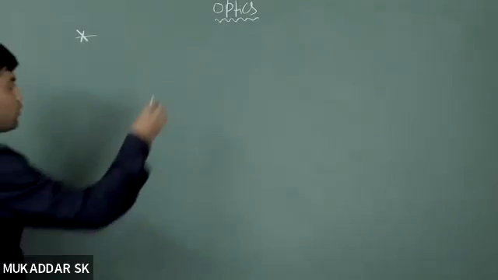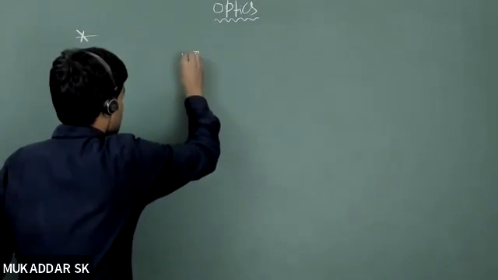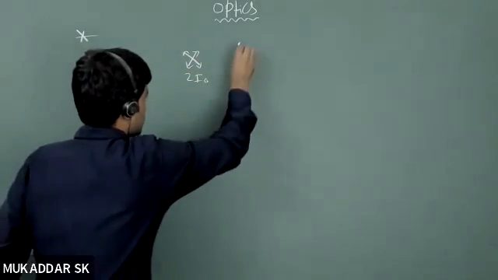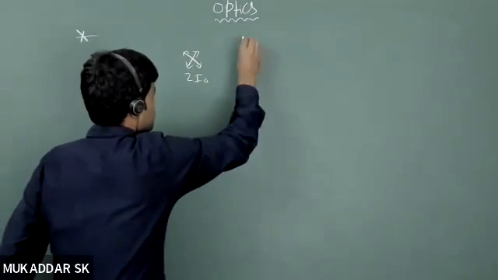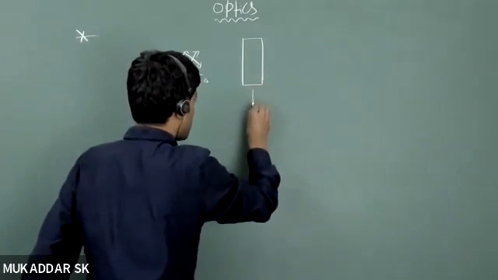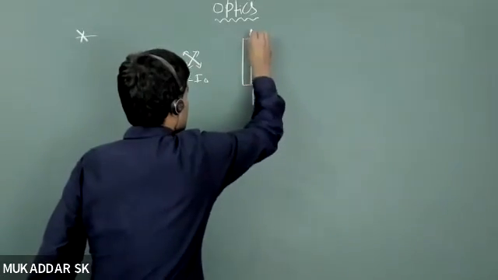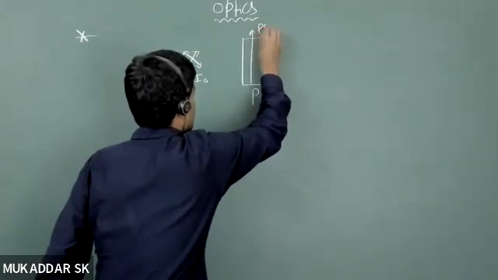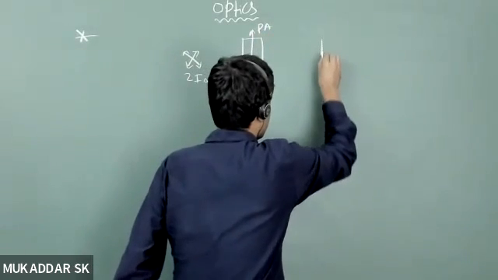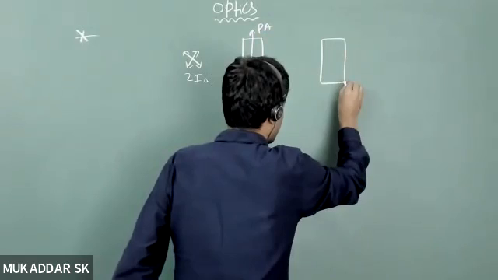So I told you, suppose you have an unpolarized light, with intensity given as 2I0. Then you have a polarizer P. The pass axis of the polarizer is along the vertical. Then you have another quarter wave plate.